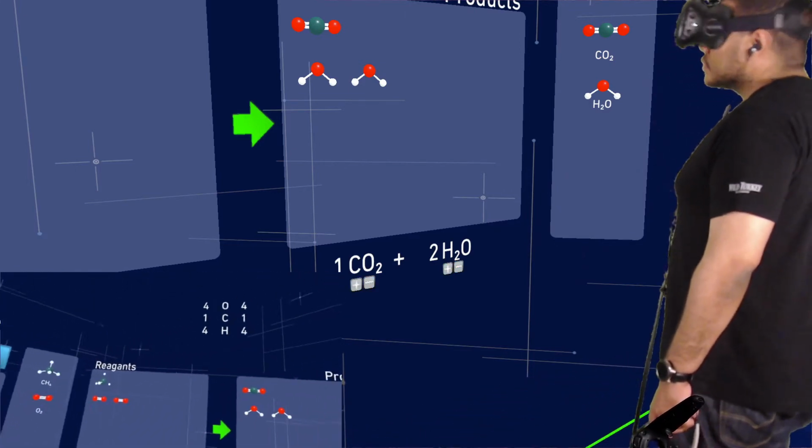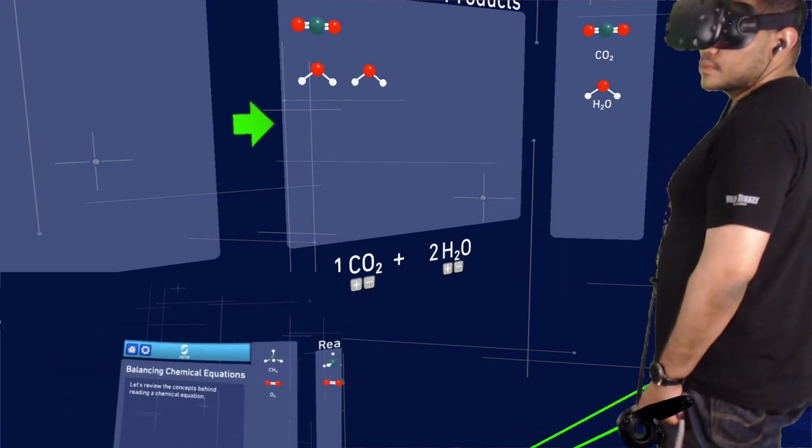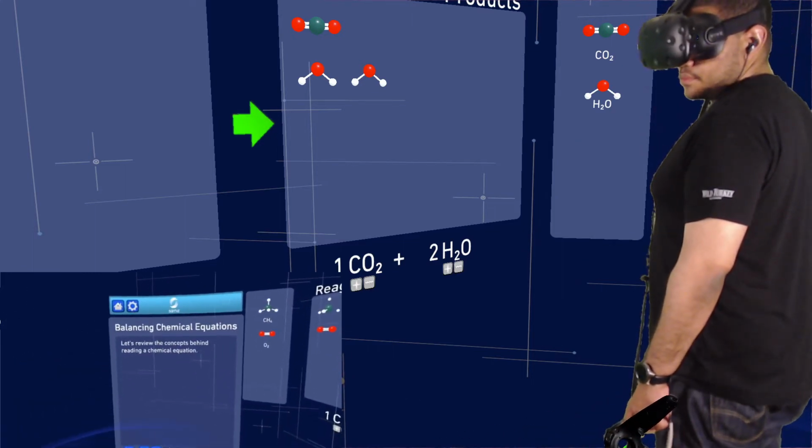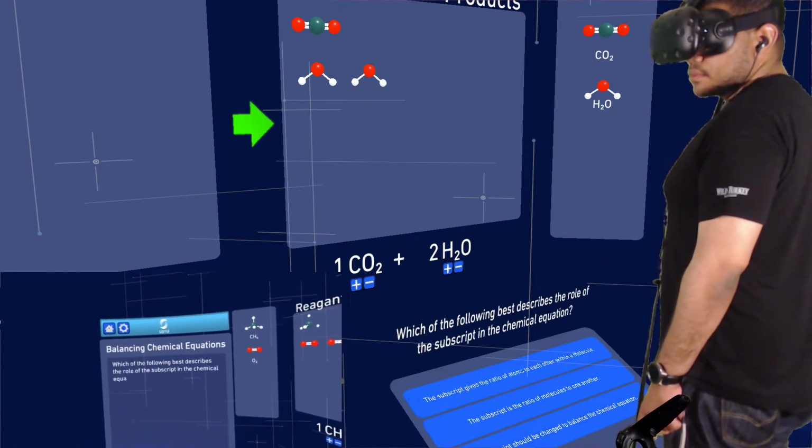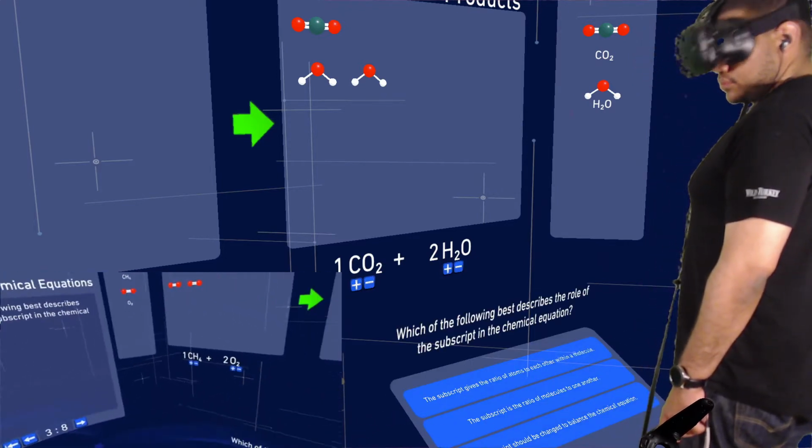Let's review the concepts behind reading a chemical equation. Which of the following best describes the role of the subscript in the chemical equation?